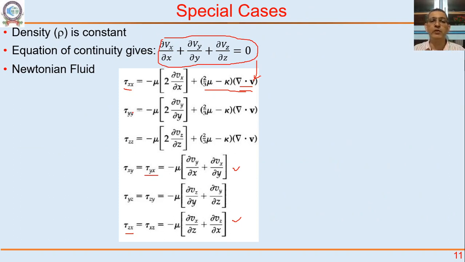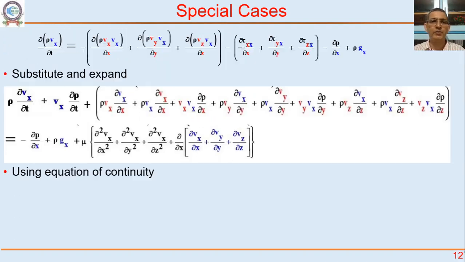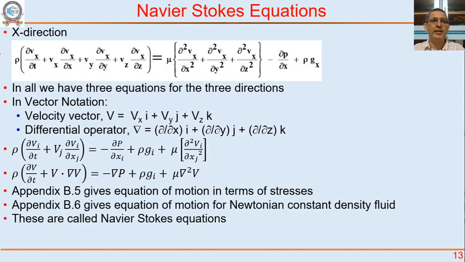Only when you do it, then only go forward. Okay. Here is what you will get. Here is what you will expand. Use equation of continuity. I've just written it, but make sure that you get it for yourself. Here is what you will get. In the x direction, you will have rho del vx by del t, vx del vx by del x, vy del vx by del y, vz del vx by del z.